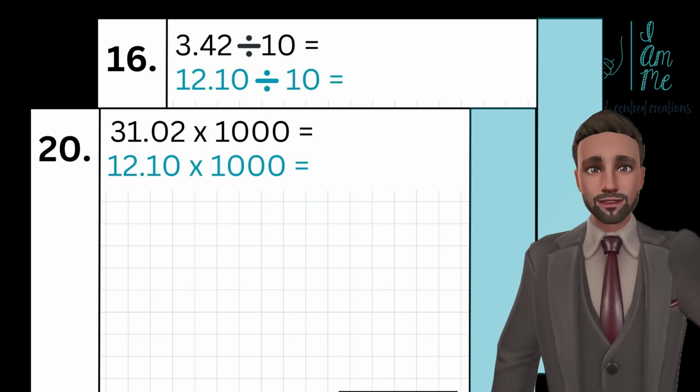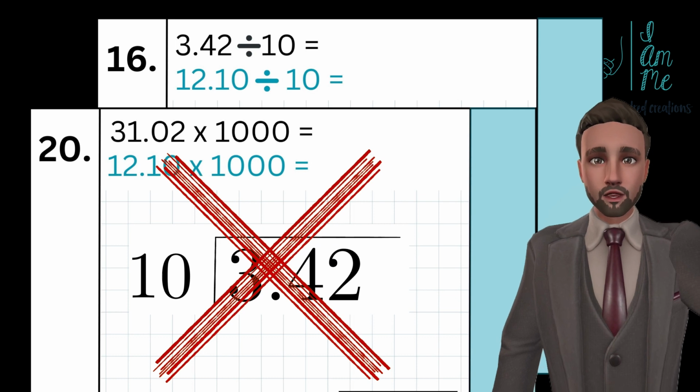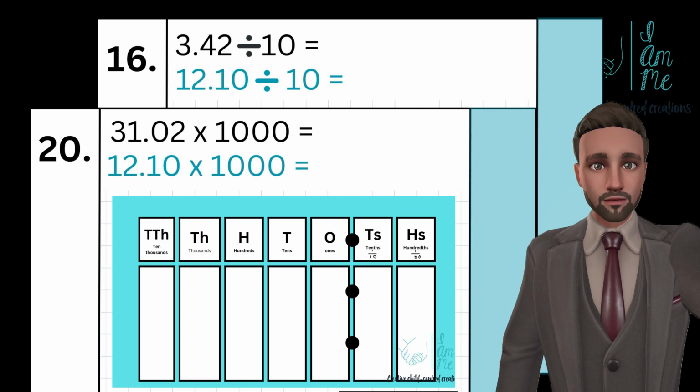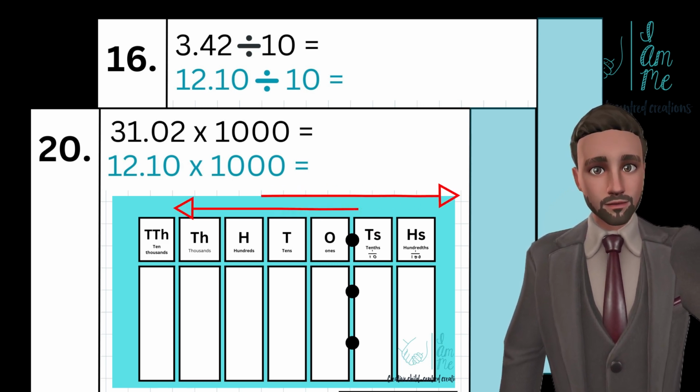How to multiply and divide by 10, 100 and 1000. Do not do the bus stop method. When you divide or multiply by a power of 10, which is 10, 100 or 1000, you simply move your number down in the place value columns when dividing and up the place value columns when multiplying.